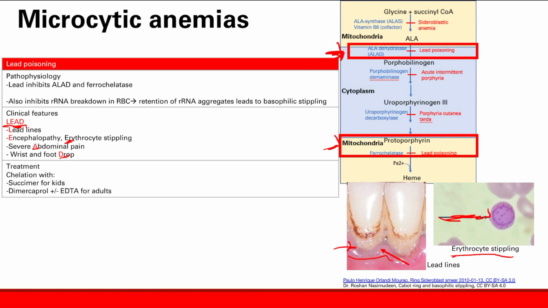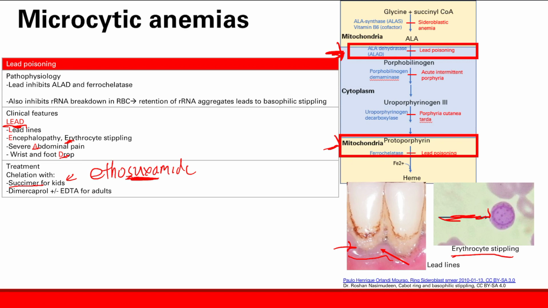So treatment for this, you have to chelate the lead. You want to chelate it so that they bind to the lead and you pee it out. So for kids, it's succimer. For adults, it's dimercaprol plus or minus EDTA. The way I remember succimer for kids is, kids often get absence seizures. And what was the treatment for the absence seizures? Remember, the treatment was ethosuximide. And the reason why I say this helps me remember is this sucks. Ethosuximide for absence seizures, succimer for kids with lead poisoning. And again, adults, dimercaprol plus or minus EDTA.